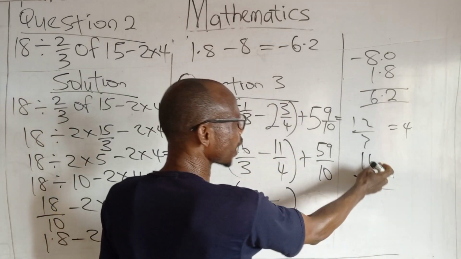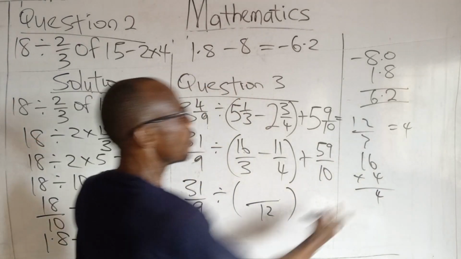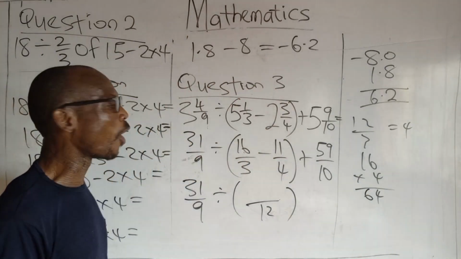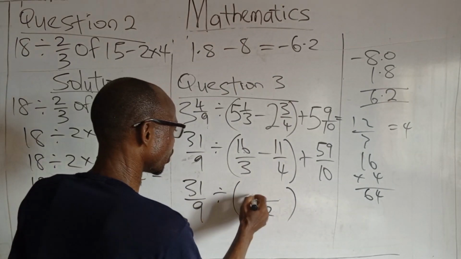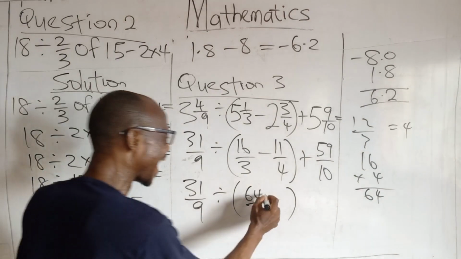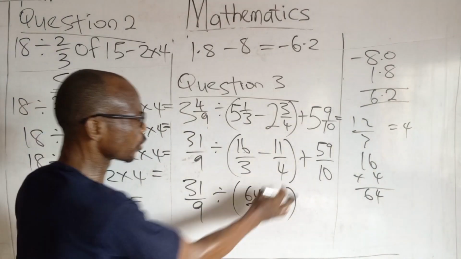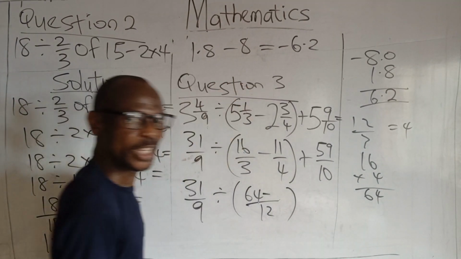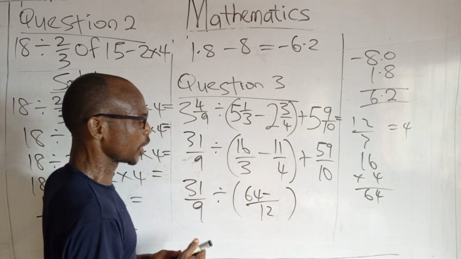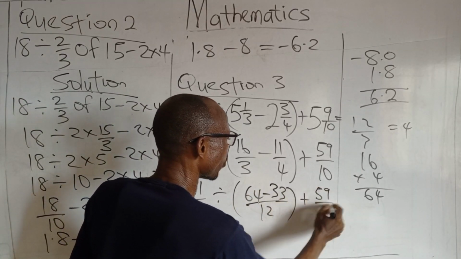So what do we have? 4 times 6 gives you 24. 4 carry 2. 4 times 1, 4. Plus the 2 we carry gives us 6, so we have 64. Now minus, what do we have? 12 divided by 4. When we use 4 to divide 12, we have 3. We now use the 3 to multiply the 11 on top. So 3 times 11 will give you 33. This is now plus 59 over 10.